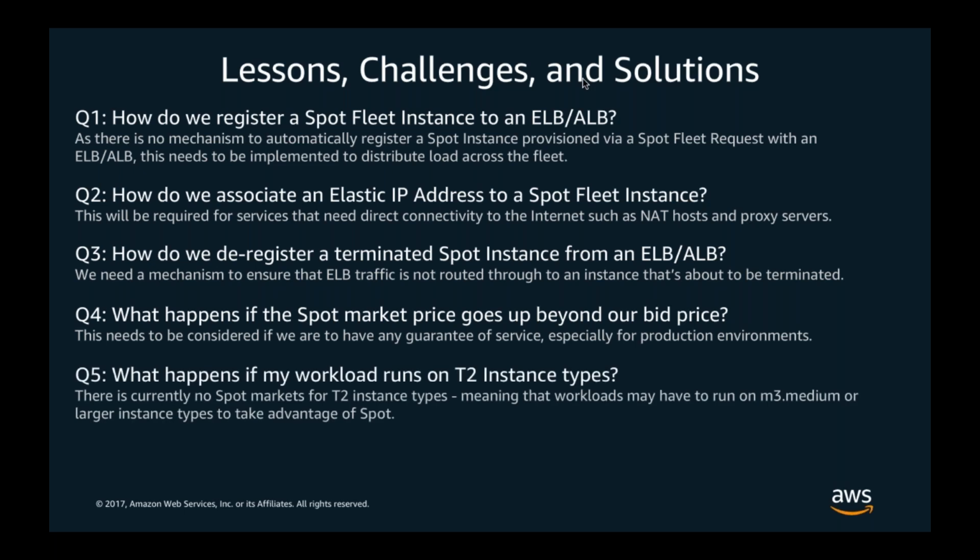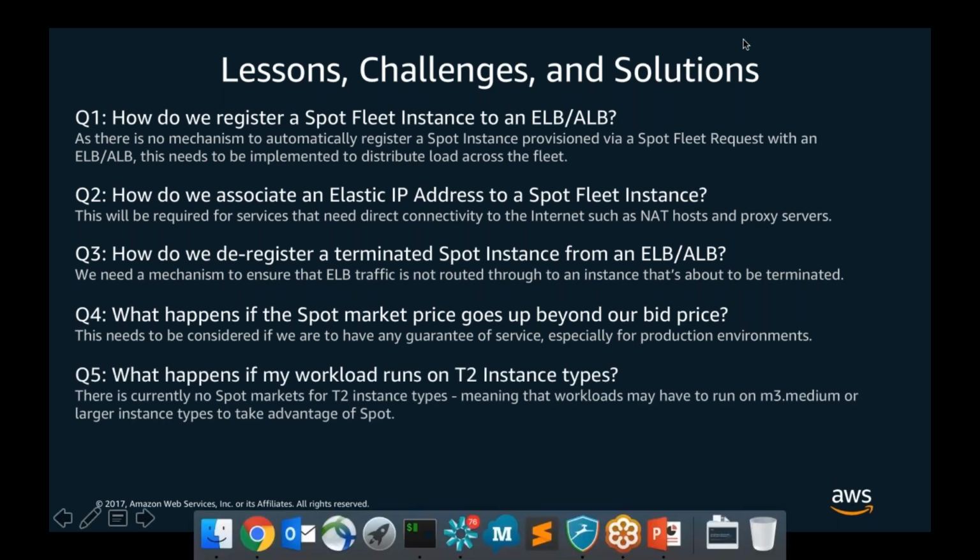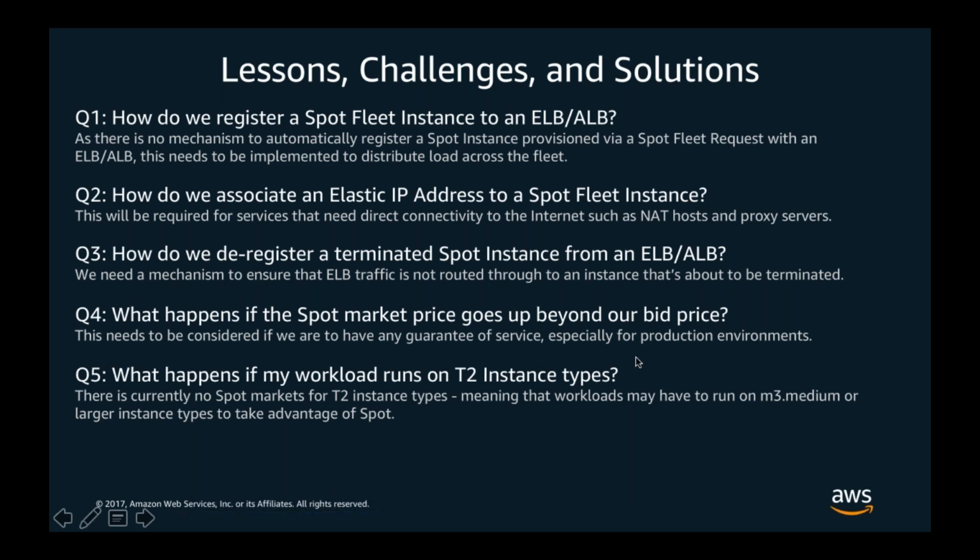So the fifth one was, if my workload is running on the T2 instance type, what should we do? Currently there are no spot markets for the T2 instance. That means the workloads may have to run on an M3 medium instance or a larger instance type in order to take advantage of the spot. From the spot price history, you can find that there are lots of cost savings even using the larger instance type compared with the on-demand T2 instance.